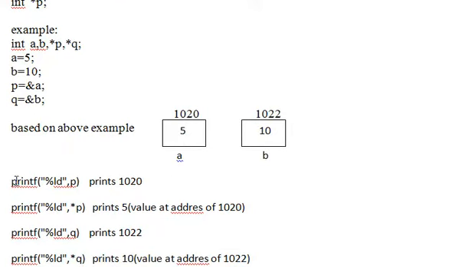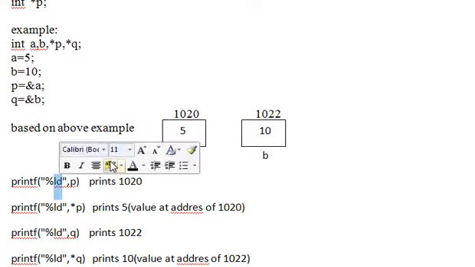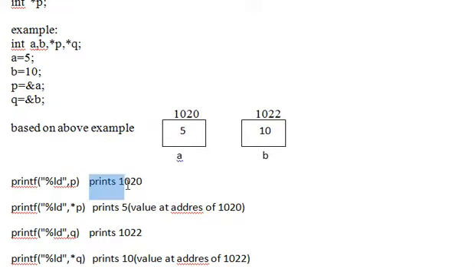If I write the printf statement like this, printf %ld comma p. Here p is the pointer variable. In pointer variable p I am giving the address of a. The address of a is 1020. So here it prints the value 1020, because p is the pointer variable and in p I am assigning the address of variable a. The address of variable a is 1020. So here it prints 1020.